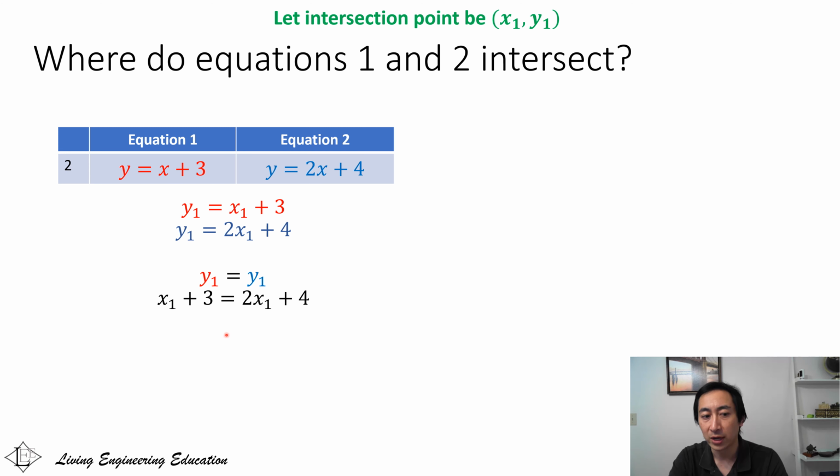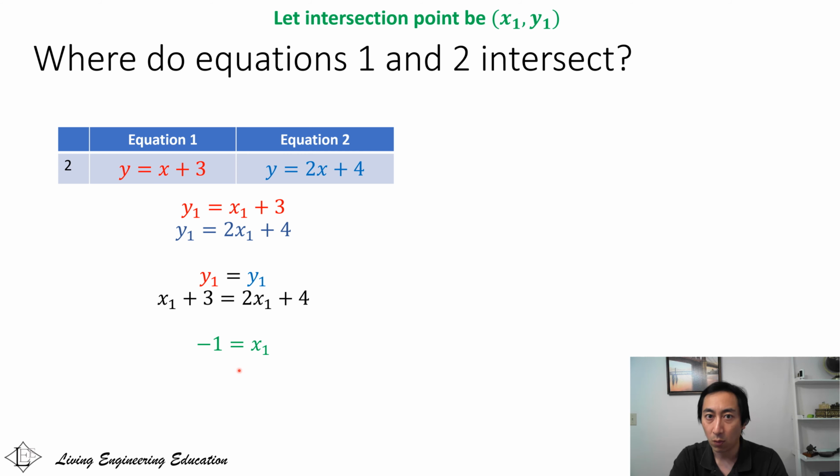I'll move all the x1 terms to one side, all the constant terms to the other side. So a negative 4 is added to both sides. So negative 4 plus 3 gives us negative 1. A negative x1 is added to both sides. A 2x1 minus 1x1 gives us x1. So the point of intersection is x1 is equal to negative 1.